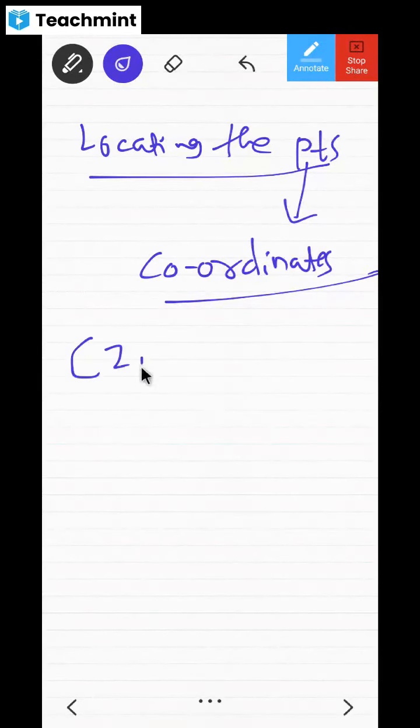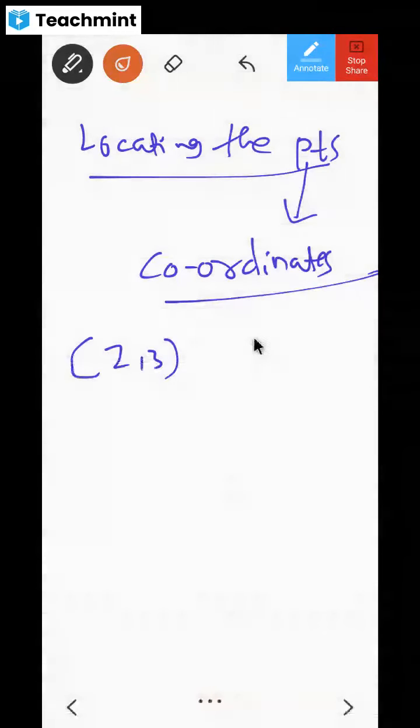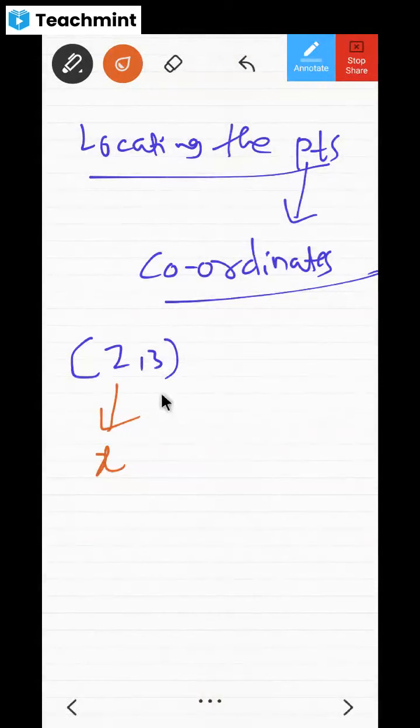If I say 2, 3 means, so basically what they are trying to say is that from the origin, this 2 is like x and 3 is like y. From the origin, the point is at x distance on x-axis and y distance on y-axis. That's what the meaning of this. Now, how to plot this point?